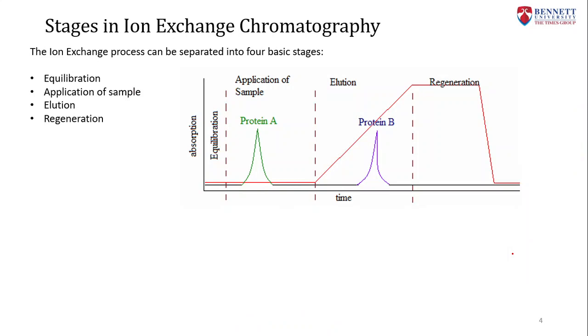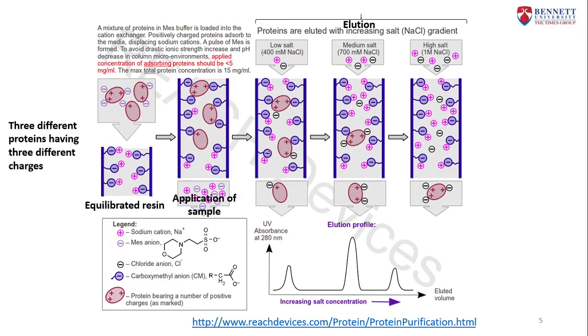So what are the four stages of ion exchange chromatography? The ion exchange process can be separated into four basic stages. The first one is equilibration, then application of sample, elution, and regeneration. To understand each of these, what exactly does this mean? The first one is preparing an equilibrated resin.